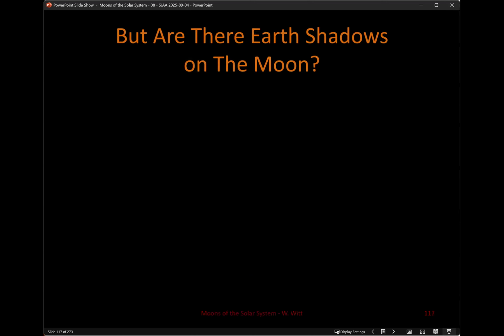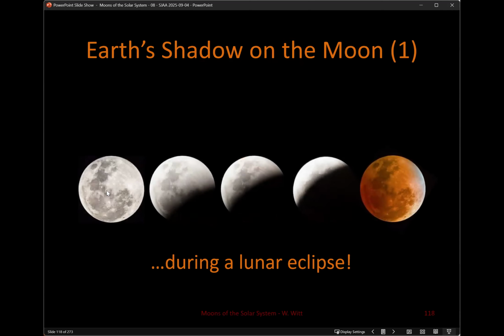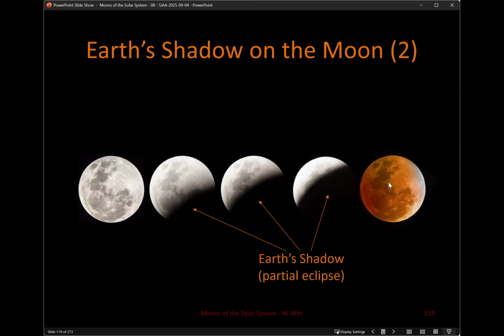But are there cases where we have the Earth's shadow on the moon? And the answer is yes, during lunar eclipses. So here's an example of a lunar eclipse. We have full moon, and then slowly you have the Earth's shadow creeping over the moon. And then during the actual eclipse, the moon often looks really reddish, right? And in fact, we call that a blood moon sometimes, right? So these are the shadows, right?